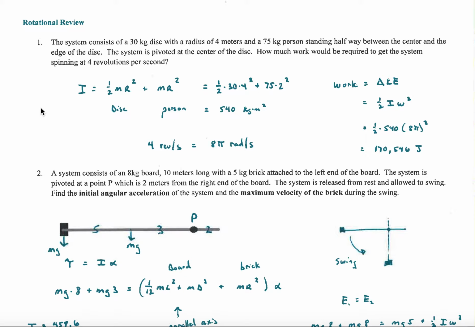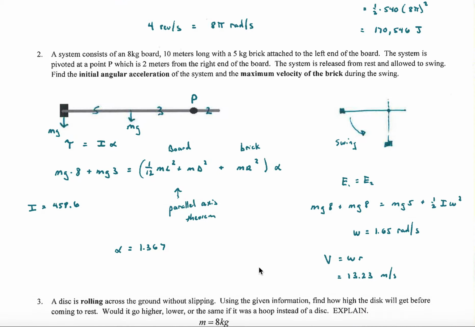The work done to stop this thing, or the work done to make it go at that rate, is equal to the change in kinetic energy. So you're taking it from rest and giving it 1/2 I omega squared. So the work done is just 1/2 times the moment of inertia times omega squared. And that's where this 170,000 joules comes in.